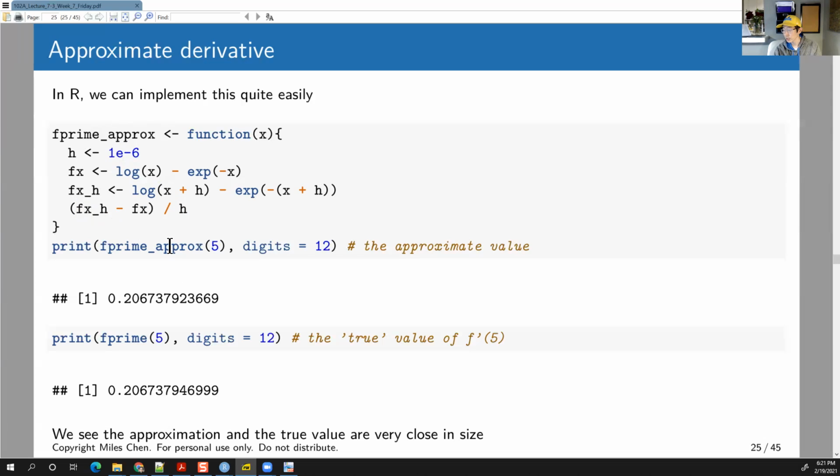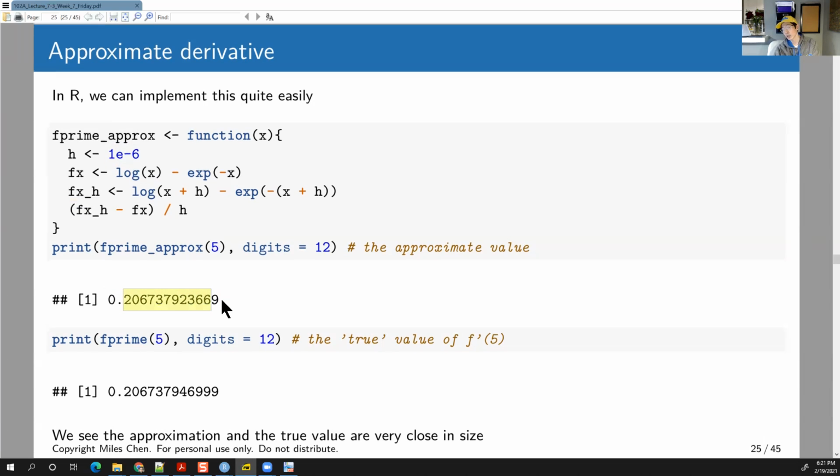And so I plug 5 into this function, and it says, all right, well, if I plug 5 in, I'm going to calculate f of x at 5 plus 10 to the negative 6. And then we're going to calculate this, and then we take the difference and we divide by h. And it says the slope that we've calculated using that approximation is 0.2067379236669.